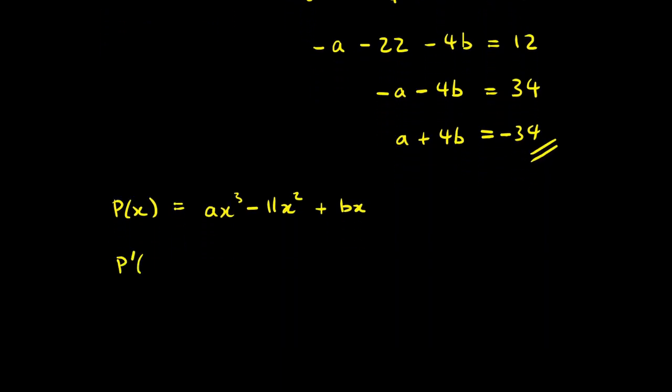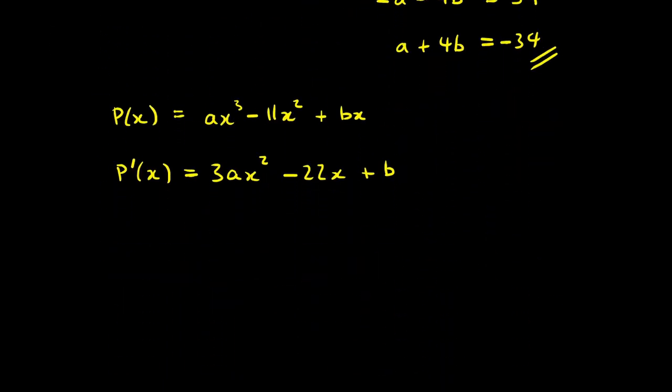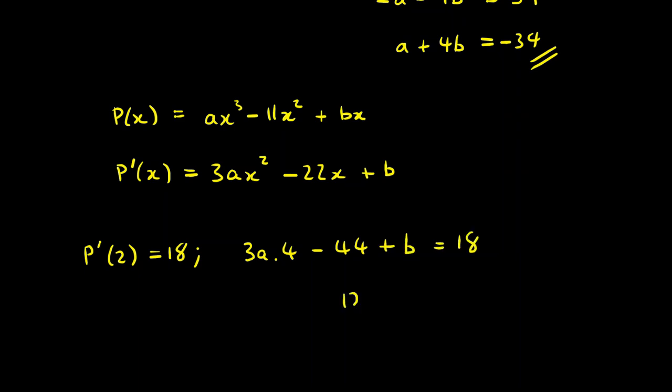So if I differentiate, then what I'm going to get is 3ax squared minus 22x plus b. And the question tells me that if I substitute 2 into that, I should get 18, right? So just restate that. P prime of 2 is equal to 18. So let's substitute 2 in. I get 3a times 2 squared, which is 4, minus 22 times 2, which is 44, plus b is equal to 18. So 12a plus b is equal to 18 plus 44. What is that? 62, I think.